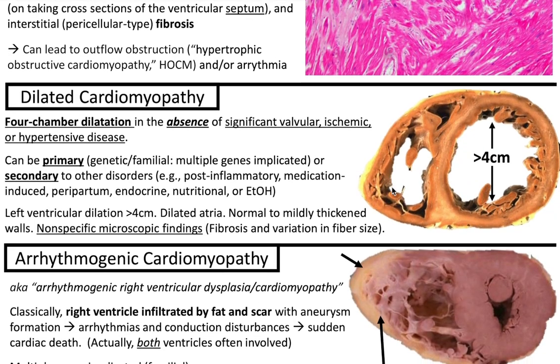Dilated cardiomyopathy. This is a 4-chamber dilation in the absence of significant valvular, ischemic, or hypertensive disease. It can be primary due to genetics or familial, where multiple genes are implicated, or secondary to other disorders like post-inflammatory, medication-induced, peripartum, endocrine, nutritional, or alcohol. Left ventricular dilation is greater than 4 centimeters. You'll have dilated atria, normal to mildly thickened walls, and nonspecific microscopic findings. You can have fibrosis and variation in fiber size. And you can see here, the left ventricle is greater than 4 centimeters.